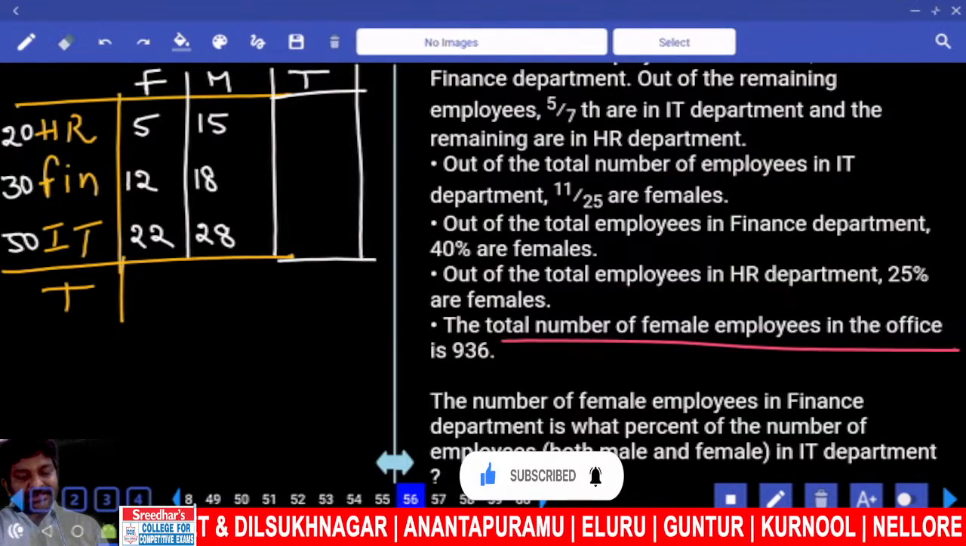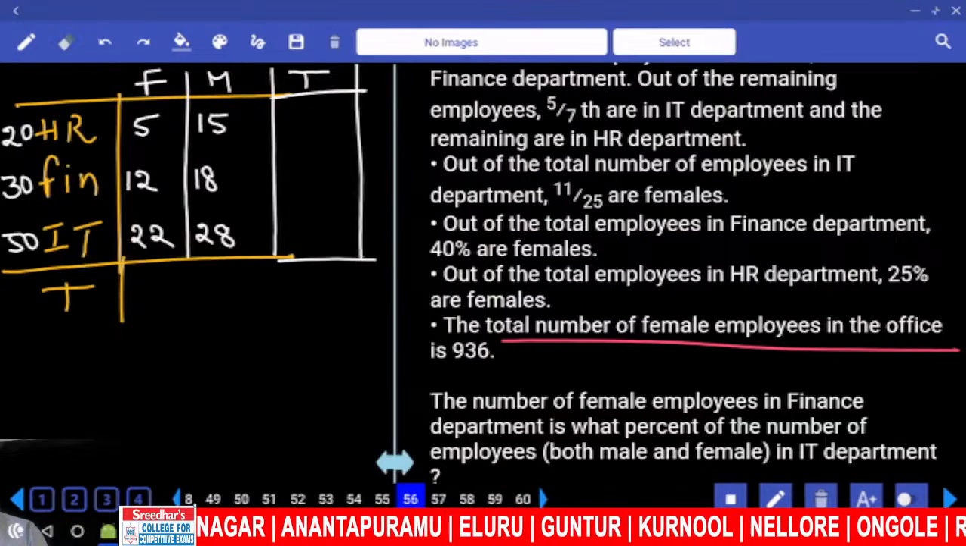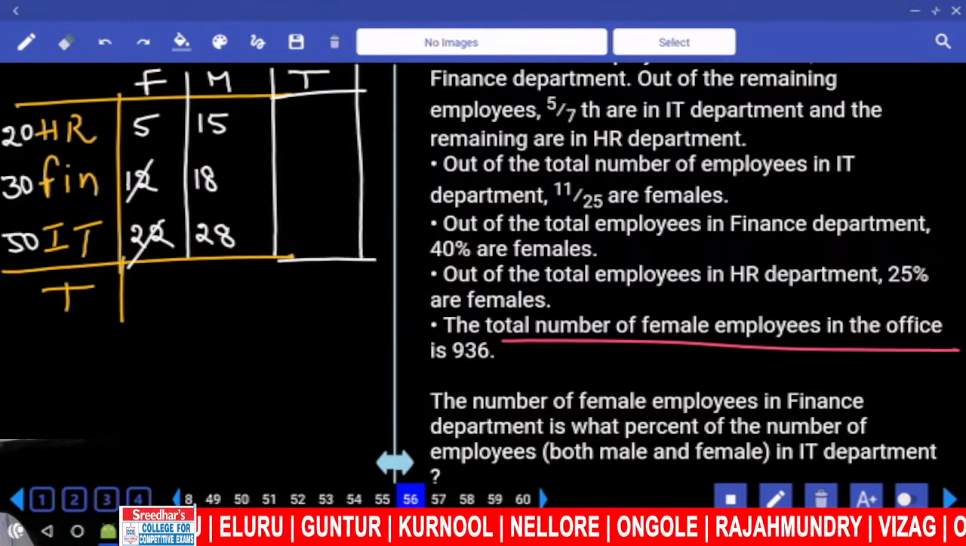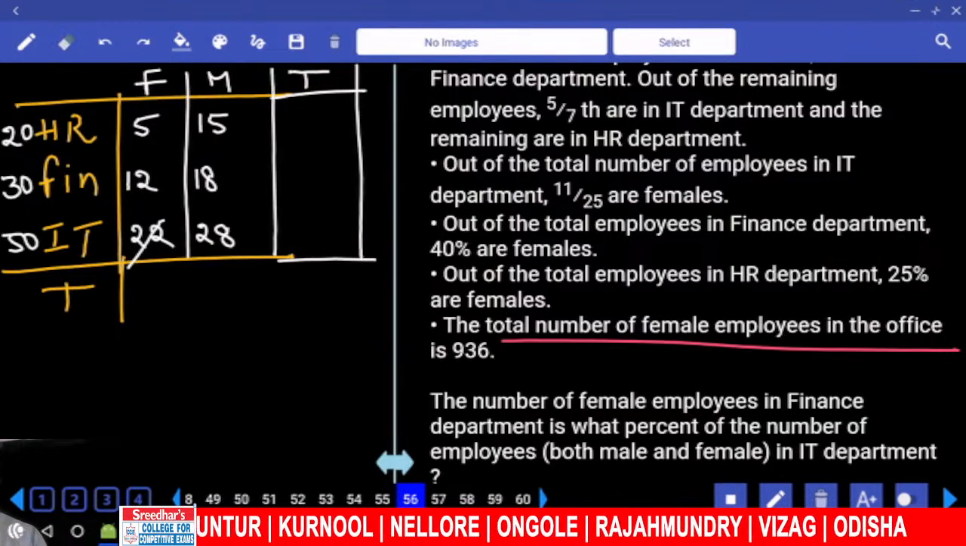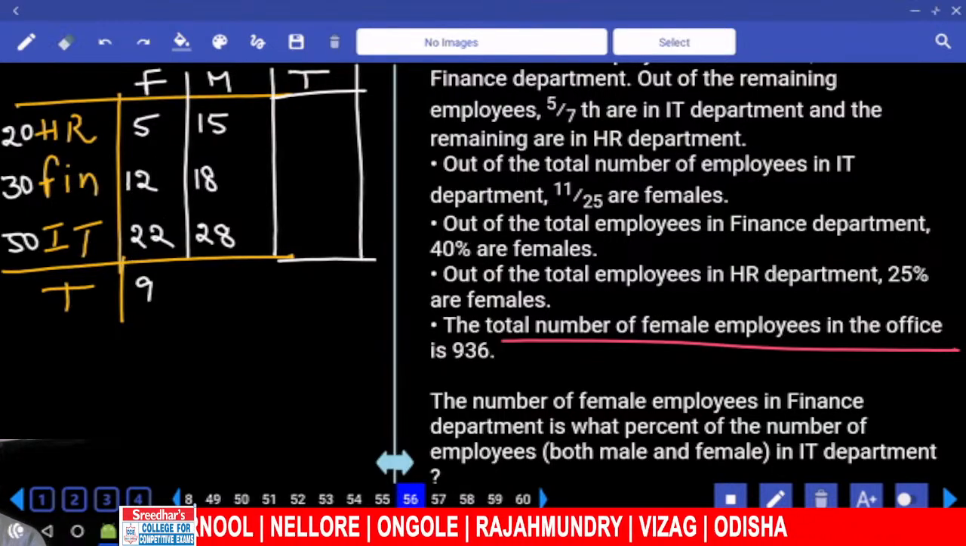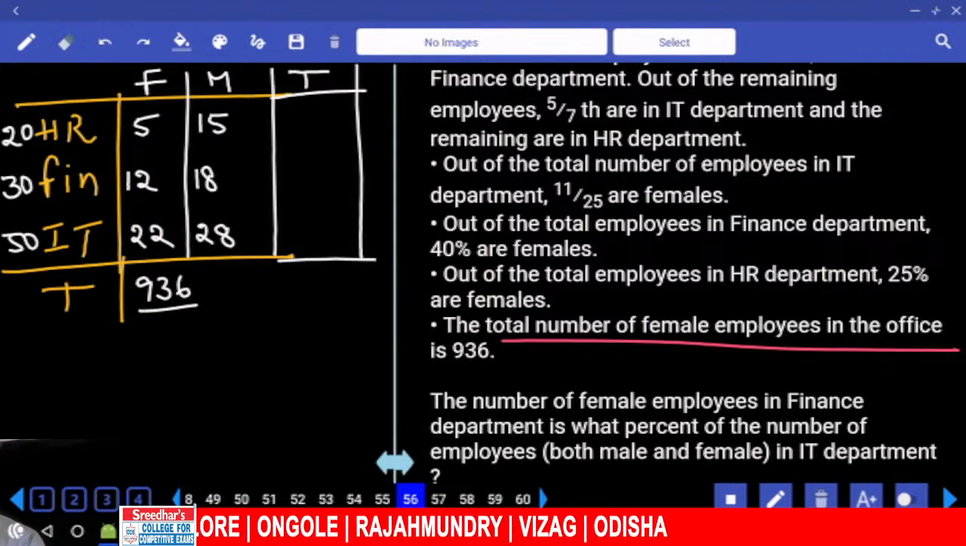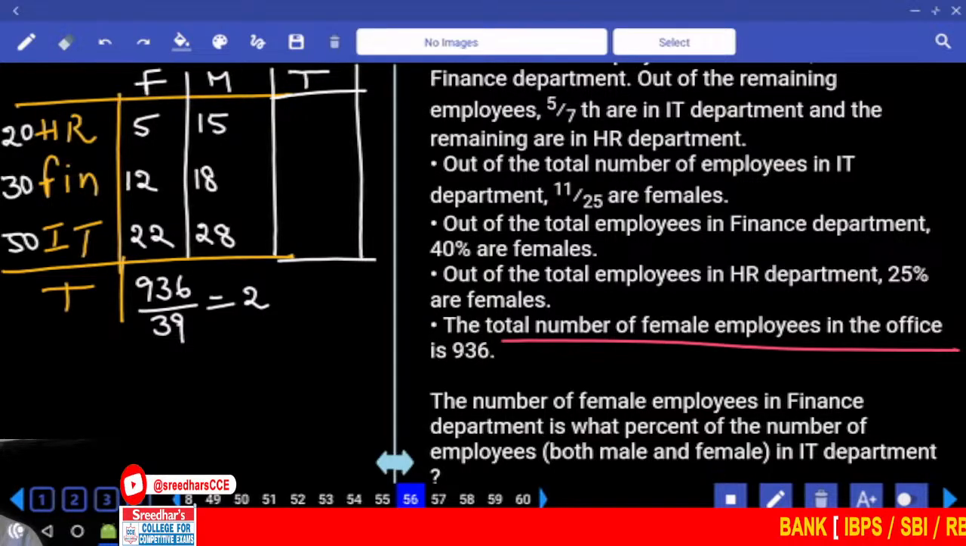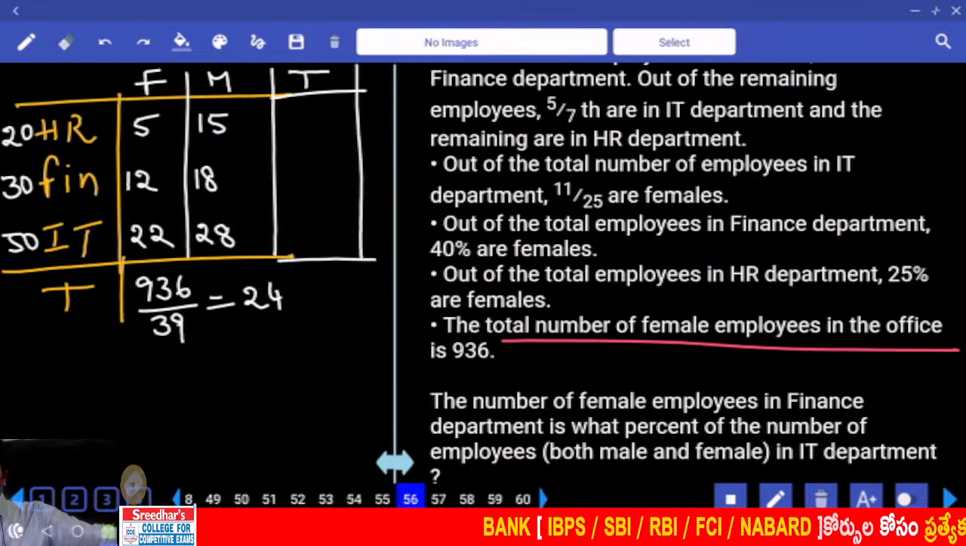Number of female employees in the office is 936. Female employees percentage 12 plus 22, 34 plus 5, 39. 936 is equal to 39%. 1% value is equal to 39. About 40, right? Denominator. 2 times, 78. Last digit verification. 9 into which number ends with 6? So 1% value is equal to 24.